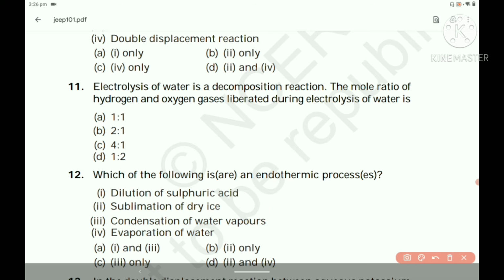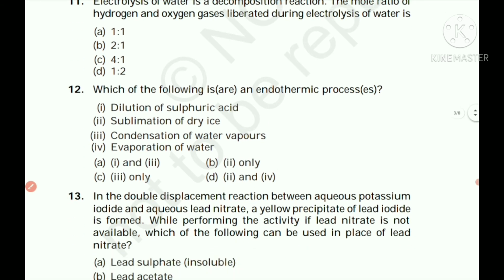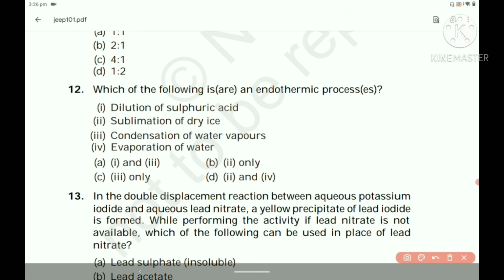Okay. Which of the following is or are an endothermic process? What is an endothermic process? Again, it is absorption of heat energy. So which of these are involved in doing so? Dilution of sulfuric acid. Again, dilution of anything is an exothermic reaction, not into consideration. And sublimation of dry ice. Again, sublimation, what is it? As I said previously itself, it's solid to gas directly. What happens is it will absorb heat energy to convert itself to gas. So it is an endothermic reaction.